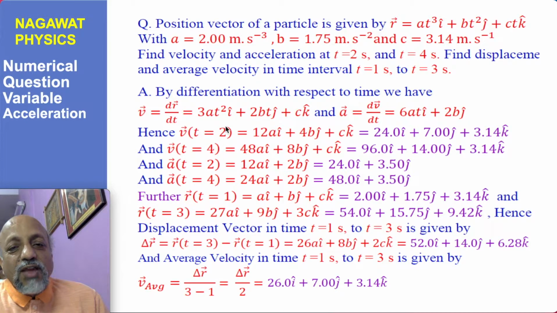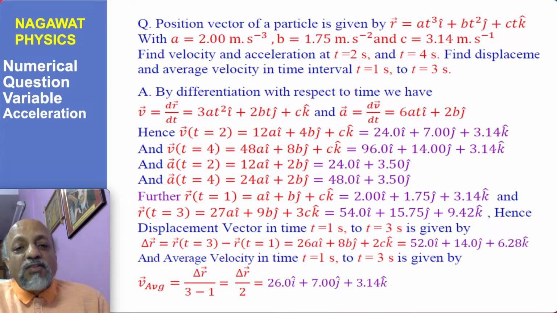And so this is a very simple numerical calculation to check that the velocity at t equal to 2 would be given by substituting the 2 for the value of t in this expression, and that turns out to be 24 i cap plus 7 j cap plus 3.14 k cap. Each I have specified with three significant figures. So it should read 24.0 i cap plus 7.00 j cap plus 3.14 k cap.